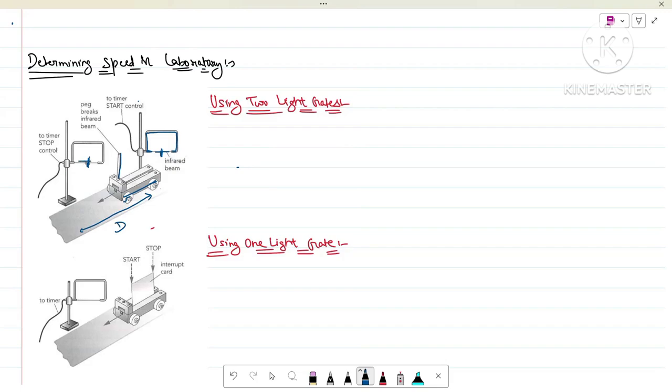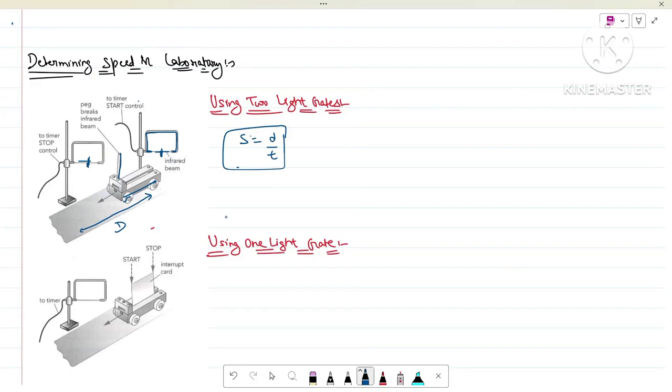When it interrupts the signal of the second light gate, the programming is done in such a way that the timer will be stopped. So the timer is switched on and off by the interruption of the signal. We can note down the time and distance. We know the distance between these two light gates, and speed is given as distance by time. So we can find the speed using two light gates.